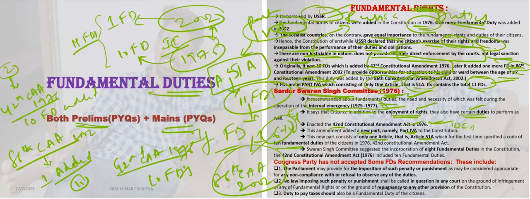The Swaran Singh Committee suggested the incorporation of 8 fundamental duties. The 42nd Constitutional Amendment Act 1976 included the fundamental duties. These 8 fundamental duties were also suggested earlier, but a total of 10 fundamental duties were added by the 42nd Constitutional Amendment Act.